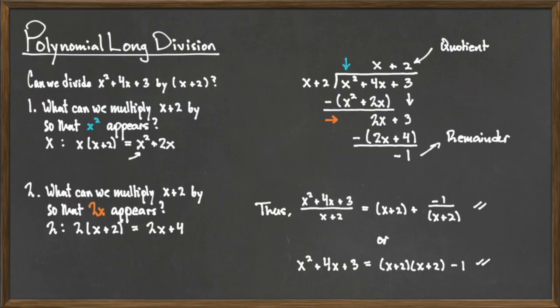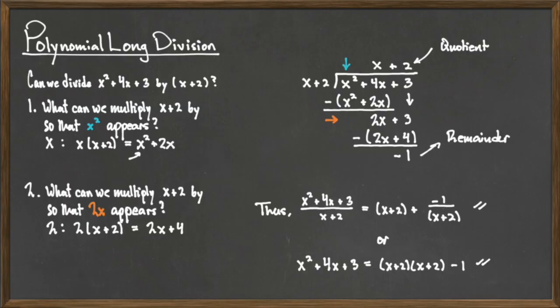It's purely circumstantial that the term x plus 2 shows up twice. It just so happens that x plus 2 is both our quotient and our divisor in this example. But this is how polynomial long division works. You go through each one of your terms in your dividend, and then you ask yourself, what can I multiply the divisor by such that that first term appears in the product? Not everything has to match, just that first term.